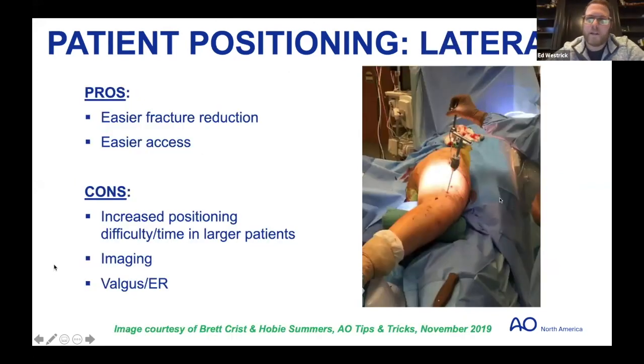Okay. All right. So just picking up where Mitch left off, I just want to talk about positioning. Positioning for these fractures is either lateral or supine. Lateral positioning can be on a Jackson table or a traction table. It can allow easier reduction and access, but it can be more difficult and time consuming to set up, especially in larger patients. In my opinion, it can be challenging to obtain good lateral imaging, and the positioning itself may impart some valgus deformity as well as external rotation. And you can see in that picture the towel bump there to negate the effects of the valgus deformity.